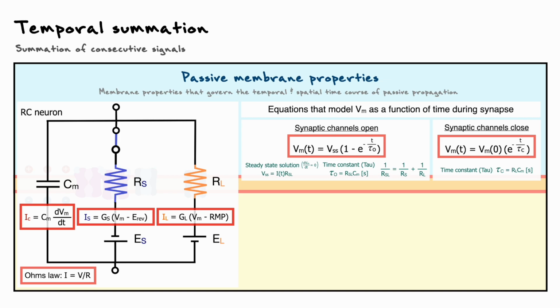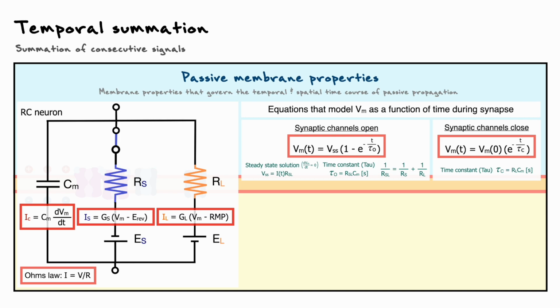Secondly, when the synaptic channels open, we need to take into account the resistance of the synaptic channels, and that is reflected in the value of the steady-state voltage and the time constant. Whereas, when channels close, it is only the leak resistance that is to be taken into account. Because of this, the growth and decay will have different time constants and thus different time courses. By the way, due to the fact that we add the inverse of the resistance, the total resistance will always decrease when we add a new resistance. Hence, the time constant when the synaptic channels are open will always be smaller than when the channels are closed.